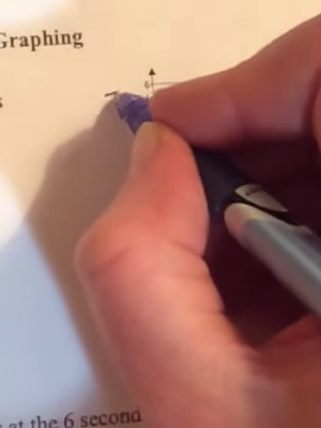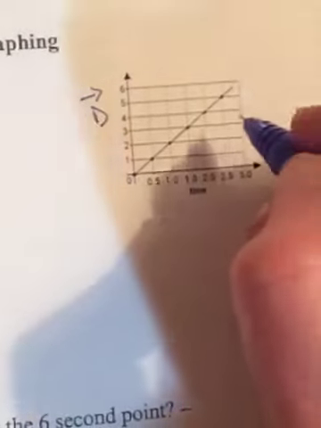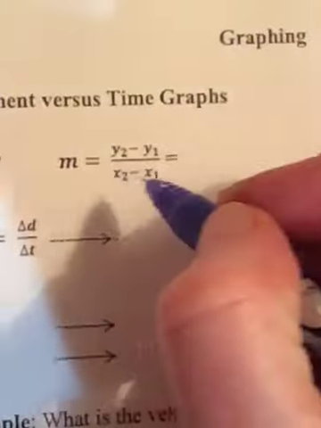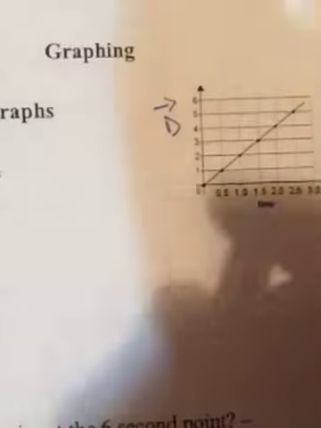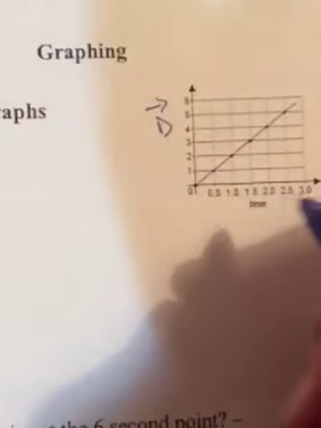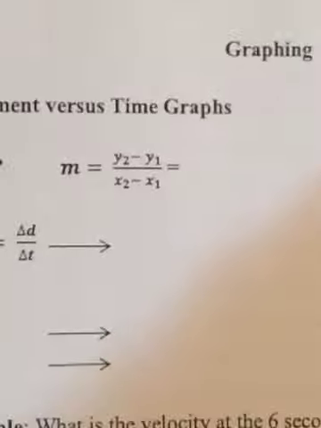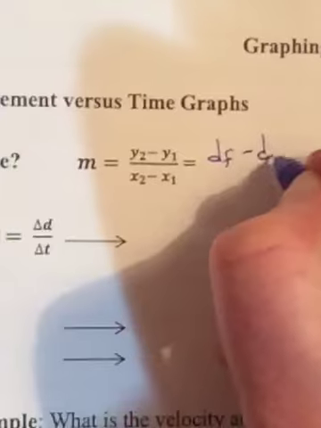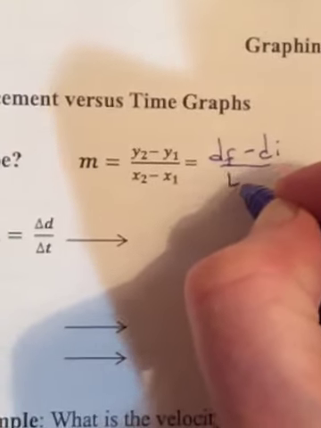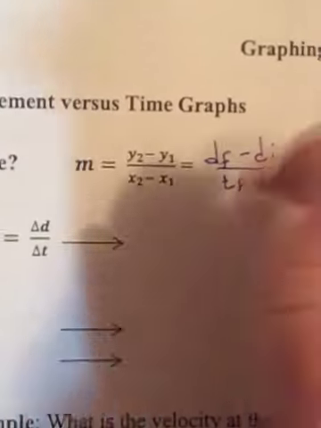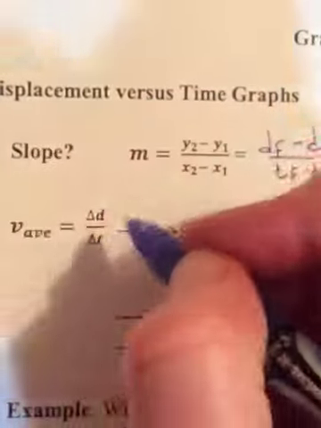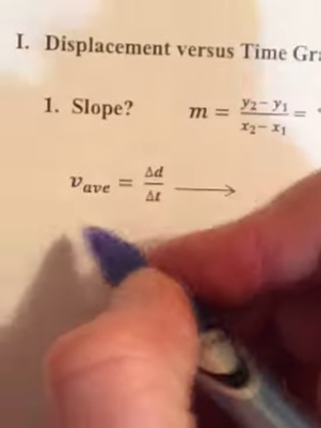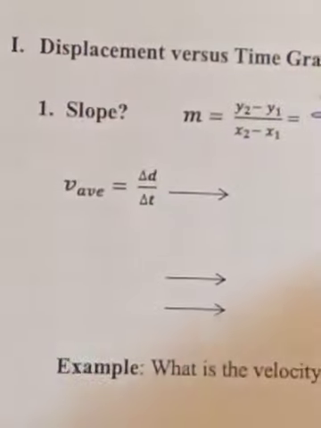So if this is displacement on the y, and this is time down here, and you know slope is change in y over change in x, well, change in y is change in displacement, change in x is change in time. So this would be d final, because change in is always final minus initial, over t final minus t initial. In other words, it's just delta d over delta t, and that's the average velocity. Okay, so slope of a graph is the average velocity.